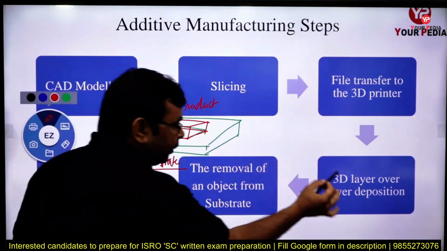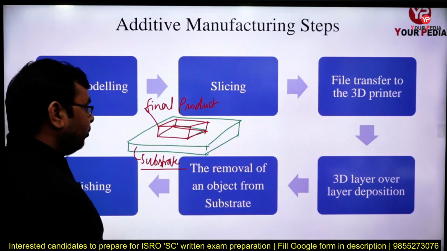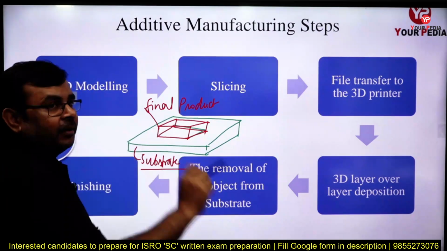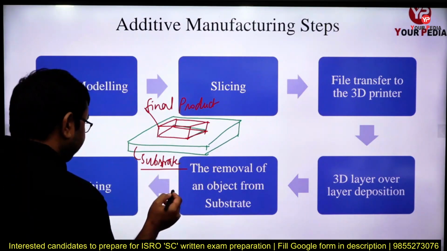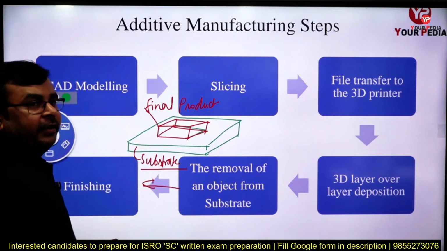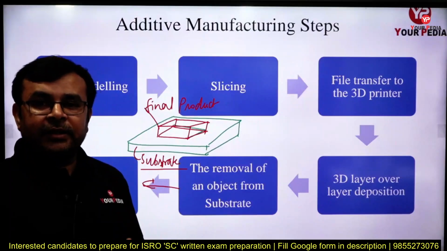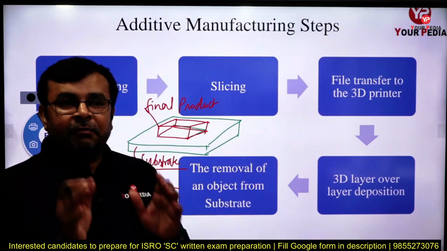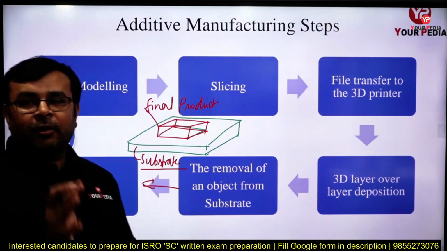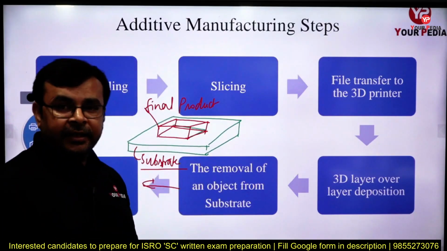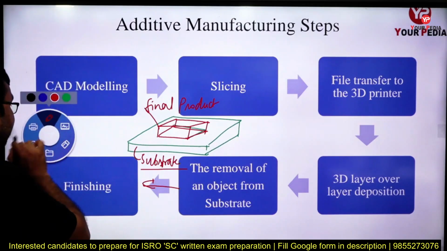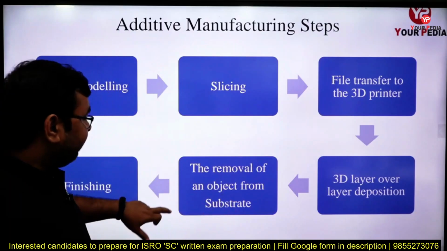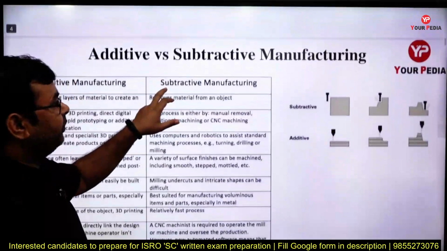So after deposition of this component, we need to separate this object from the substrate, yes or no? And after separation we again perform several finishing operations, so that we can get the exact shape of the component with proper surface finish and proper surface integrity, correct? Okay, so these are the detailed steps which can be followed for producing any three-dimensional object.